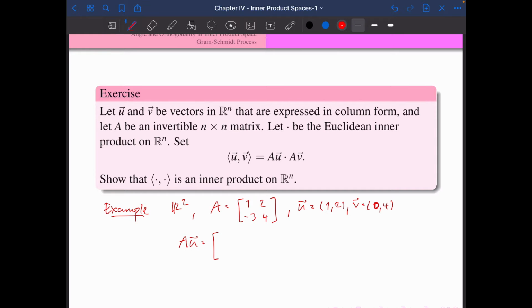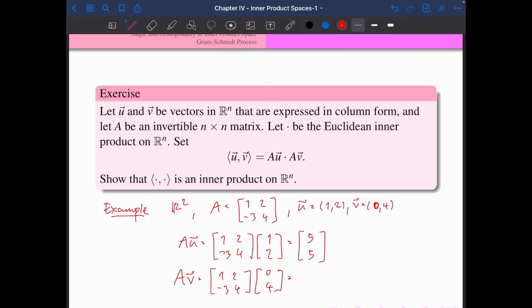A multiplied by u, so this one is (5, 5). And Av, what is Av? Av is [1, 2; -3, 4] multiplied by (0, 4), and this one is (8, 16).